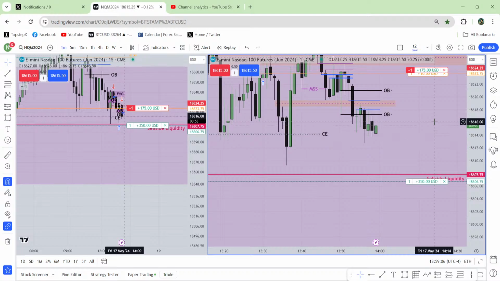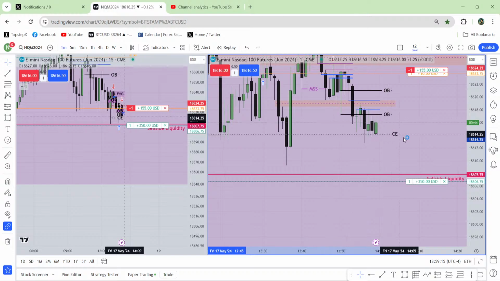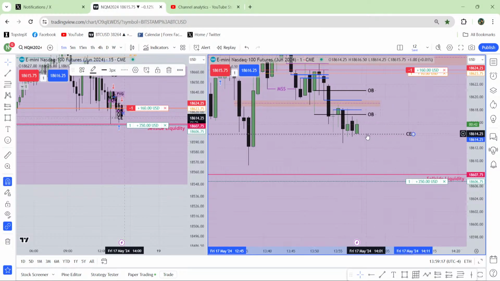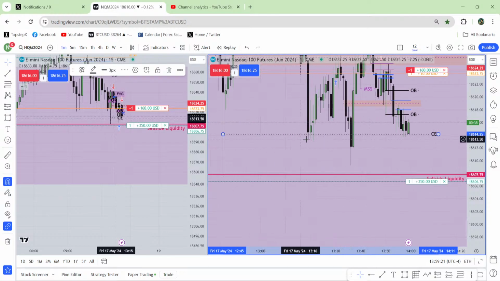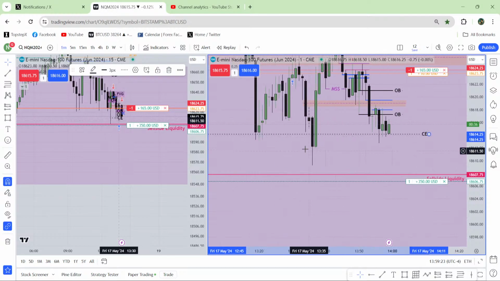Okay, so just 1 minute left for 2 p.m. Let's see if I'm right or I'm wrong. Either way, I'm cool. I don't like this thing. I really don't like it. The way it is respecting this consequent encroachment, I don't like it. So far this is the fake breakout. See, just one candle closed below the consequent encroachment. The very next candle closed above the consequent encroachment. This is the fake breakout.